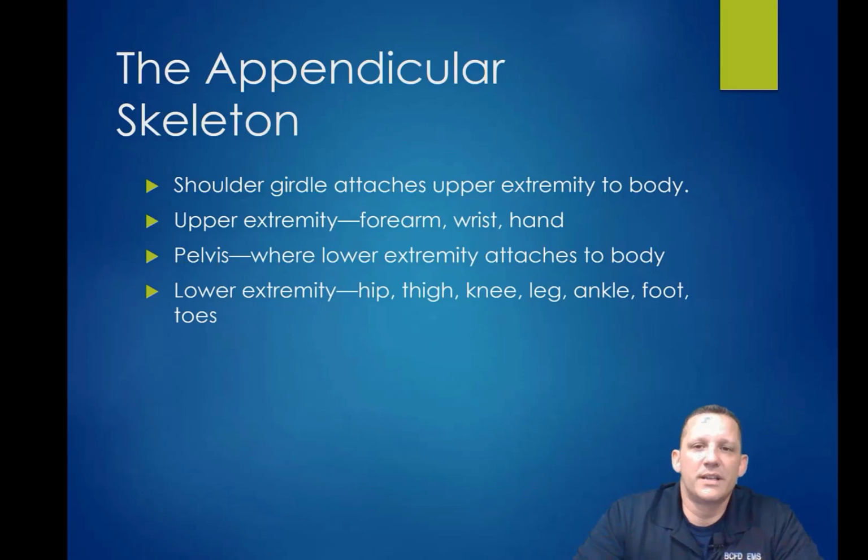The shoulder girdle attaches to the upper extremities of the body: the upper arm, forearm, the wrist, and the hand. And then we have the pelvis, where the extremity attaches to the body, right? So our legs come into the pelvis connecting to the spine, which is now connected to the thorax. Lower extremities are hips, thighs, knees, legs, ankle, foot, and toes.